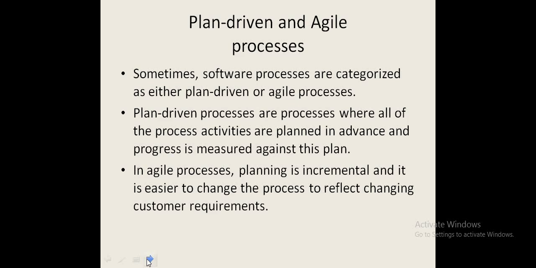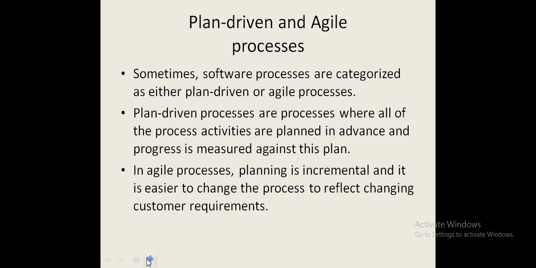So, what is a plan-driven process and what is an agile process? A plan-driven process is a process where all the process activities are planned in advance and progress is measured against this plan. We already said that process means it is a set of activities. In order to develop software, we need to perform different activities. In plan-driven processes, every activity will be planned in advance. What is the activity that is to be executed first? Then, what is the next activity to be executed?